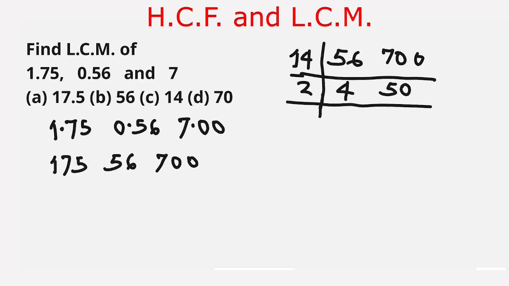Now in 4 and 50, 2 is common. So we divide 4 and 50 by 2. 2 times 2 is 4 and 2 divides 50 for 25 times.